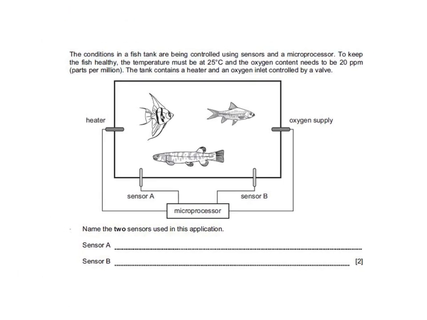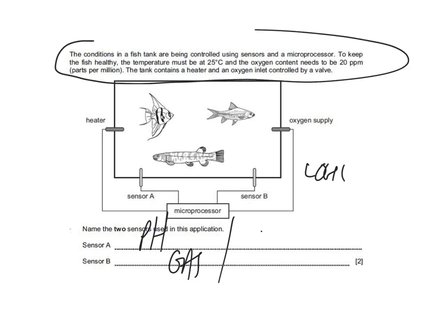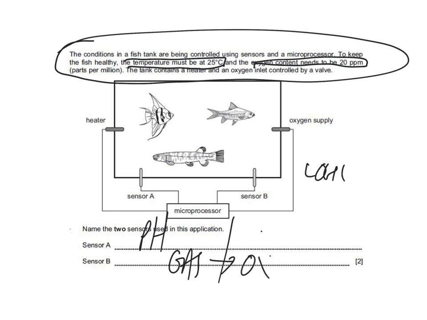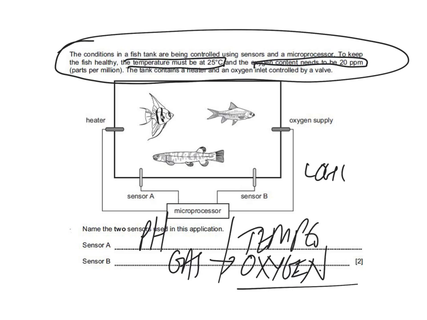Two sensors used in this. This is where they would bring up logic gates eventually as well. So sensors in this one, you could probably have sensor A, a pH sensor, a gas sensor. I guess temperature, or in fact, you know what, I did it again. Let's read it carefully. Controlled using sensors to keep fish healthy, the temperature must be 25 degrees, which means I would have lost a mark here, and oxygen content needs to be 20 parts per million. So I think I possibly would have got gas. It's an oxygen sensor, can't type. Oxygen sensor, and we want to have a temperature sensor.